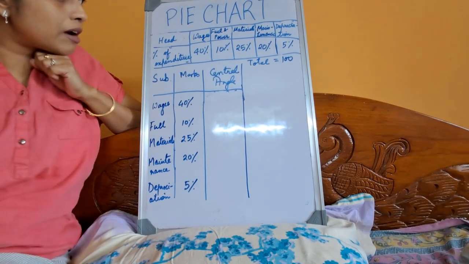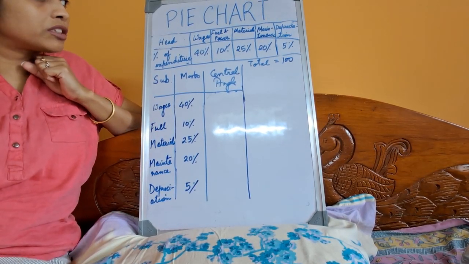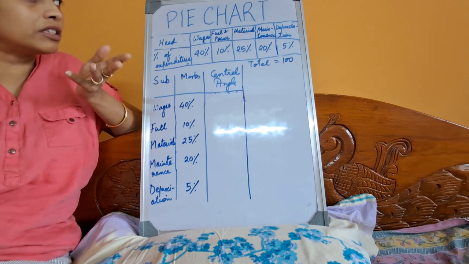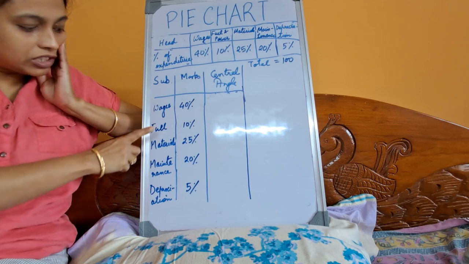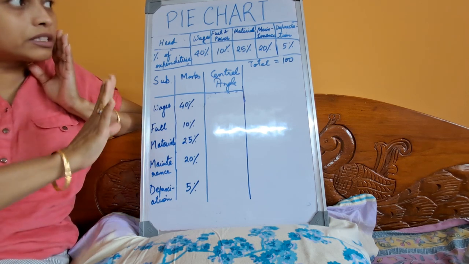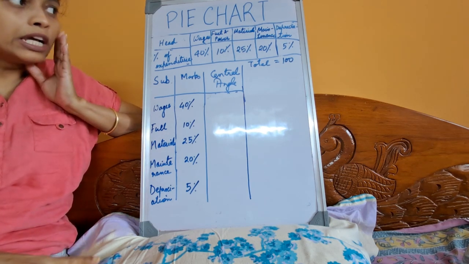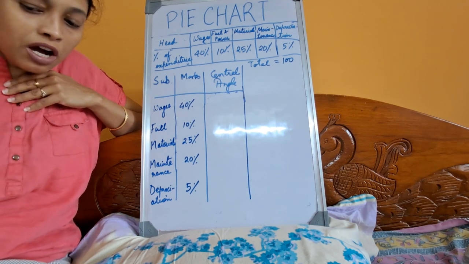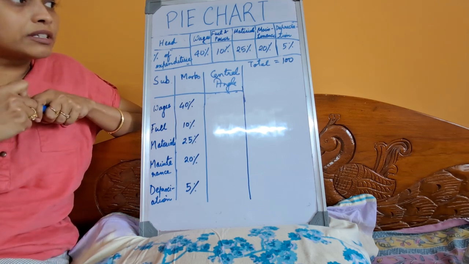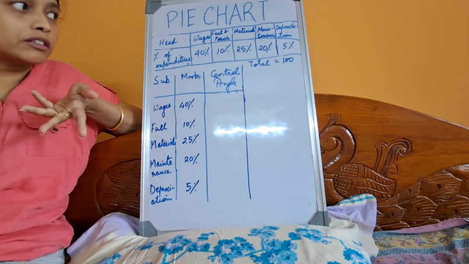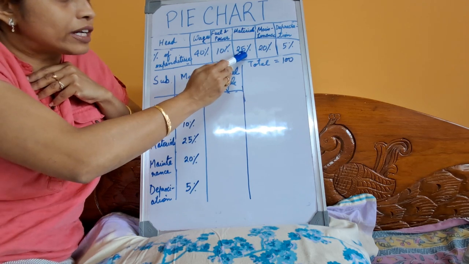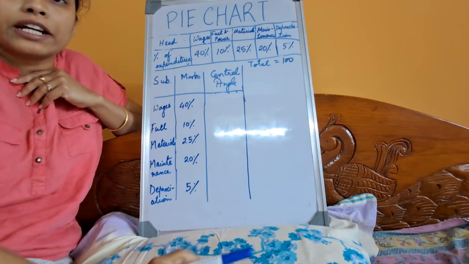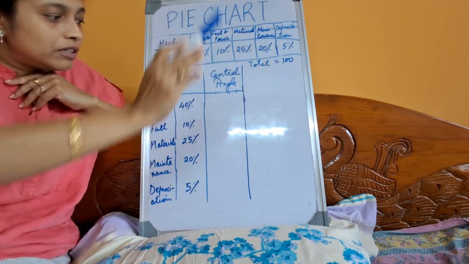This is another sum where you have information about the percentage expenditure in a company under the heads wages, fuel and power, materials, maintenance and depreciation. Now this data we have to represent in the form of a pie chart. So we are going to do the same thing. Percentage means out of 100. So this is 40%, 10%, 25%, 20%, 5%. If I add all of them, I will definitely get 100%. So 100 is the total.